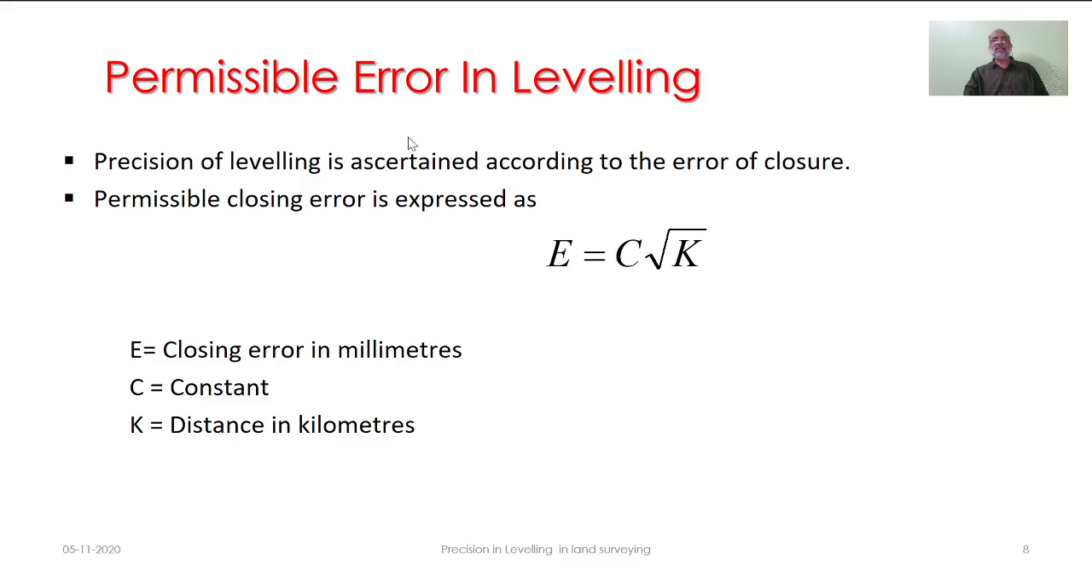The error that is occurring in the leveling work can be treated to be permissible if it follows this expression, where E is equal to C root K, E is closing error, C is a certain constant, and K is distance travelled by the equipment in kilometers. The concept will be more clear as we move ahead.